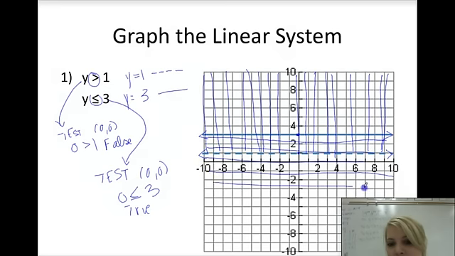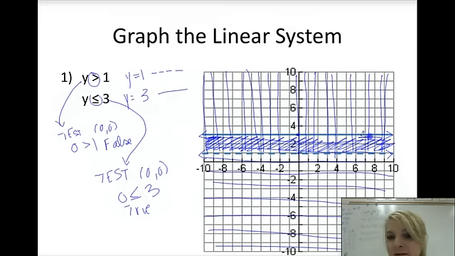All right, so we have the two solutions for our inequalities, but since we're graphing a system, the solution is going to be where the shaded regions overlap. And for this particular linear inequality system, they overlap in between the two lines. So this section that's shaded is going to be a solution to our linear system.